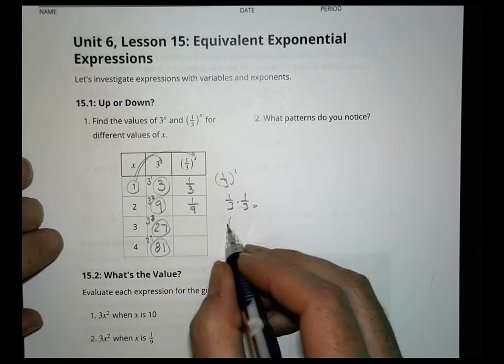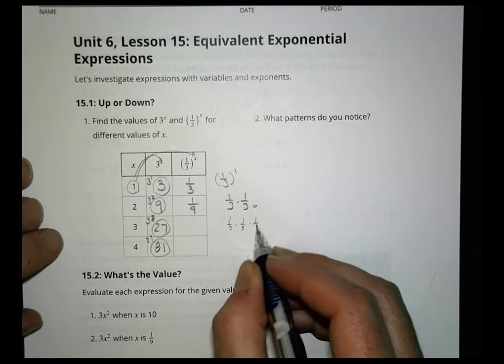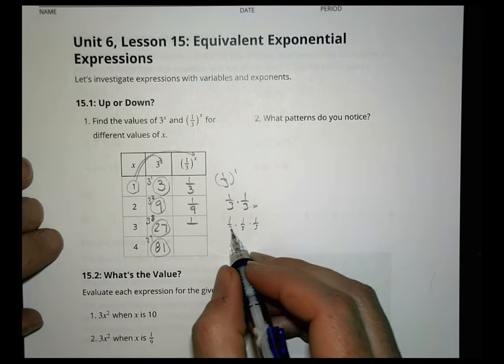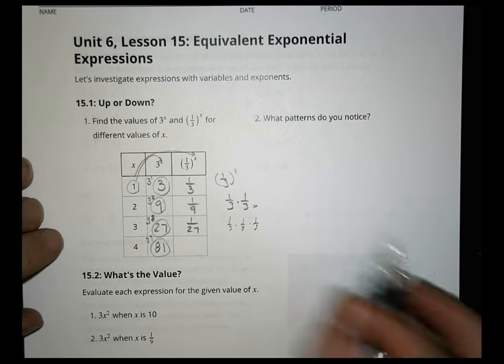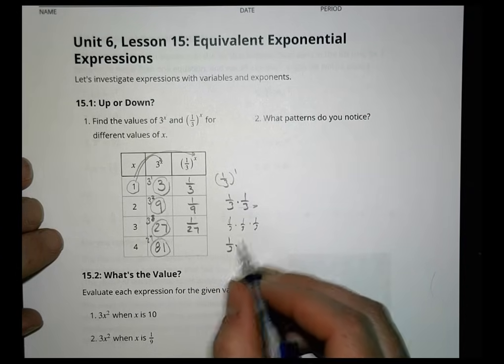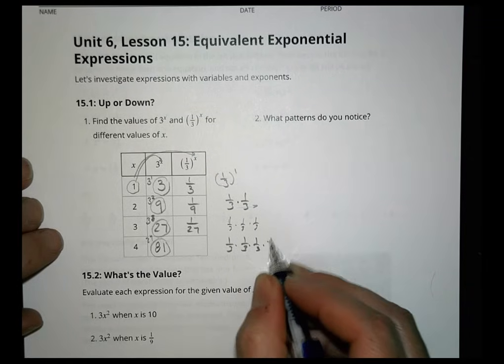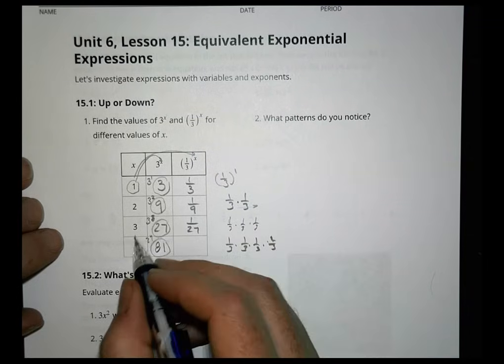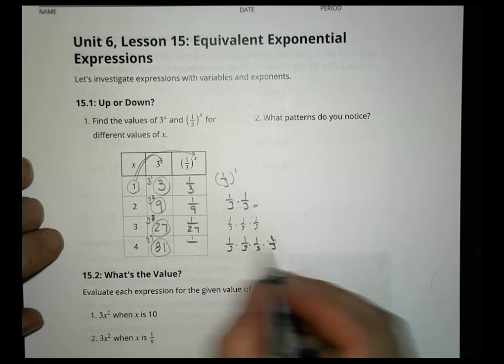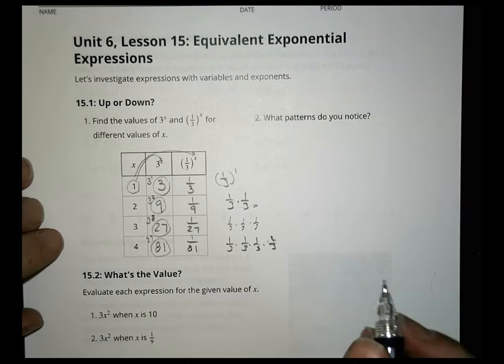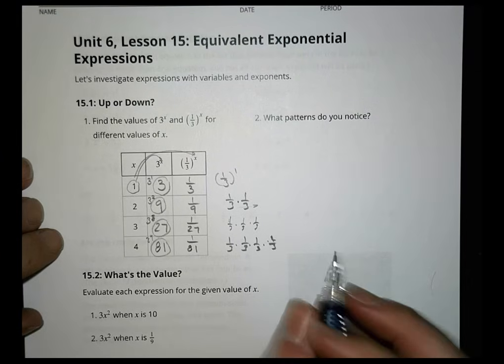The next is 1/3 times 1/3 times 1/3. So again, 1 on the top, 3 times 3 is 9, times 3 again is 27. And you might be seeing a pattern here, because the last one is going to be a third times a third times a third times a third, because it's 1/3 to the fourth power. So you have 1 there, and this is 27 times 3, which is 81. So what patterns do you notice?